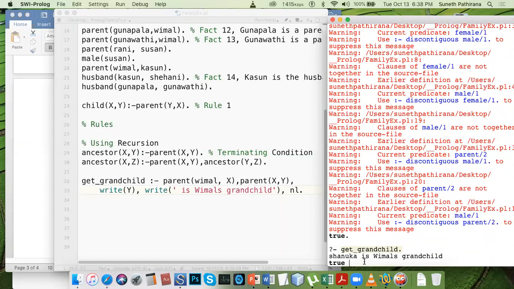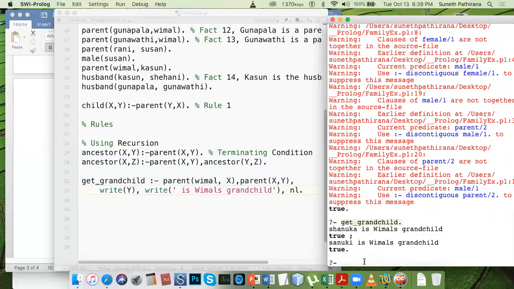Sanuka is Vimal's grandchild. Somewhat NLP, natural language processing. Of course you can implement and test natural language processing with this kind of environment using Prolog. True, and the cursor blinking after white space means we must have more options remaining. Press semicolon. Sanuki is Vimal's grandchild.